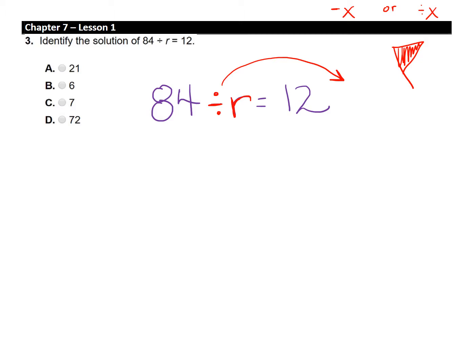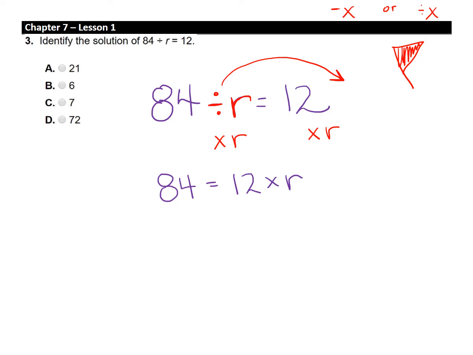How do we do that? We simply do the inverse operation. So in this problem, it's division. So the inverse operation is multiplication. So we're going to multiply by r on both sides, and this will give us a new problem. 84 equals 12 times r.